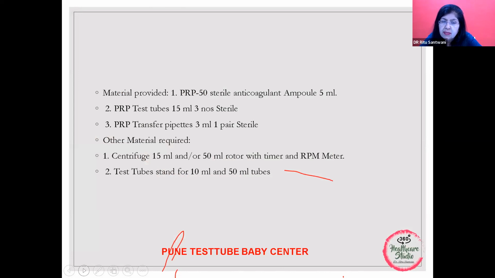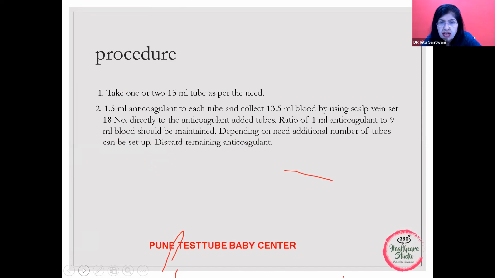Usually we require PRP test tubes of 15 ml and PRP transfer pipettes in our setup. We usually take 15 ml of blood: 1.5 ml of anticoagulant and 13.5 ml of blood, drawn using a scalp vein set directly into the anticoagulant-added tubes. A ratio of 1 ml of anticoagulant to 9 ml of blood should be maintained.